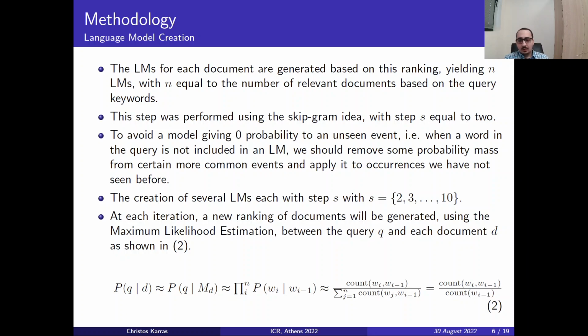Therefore, to avoid a model giving a zero probability to an unseen event, in this case to an unseen query or a term, meaning when a word in the query is not included in the language model, we can remove some probability from common events and apply it to occurrences we have not seen before. So the creation of several language models with step size s, with s ranging from the value of 2 up to 10.